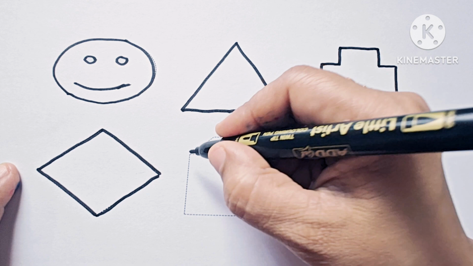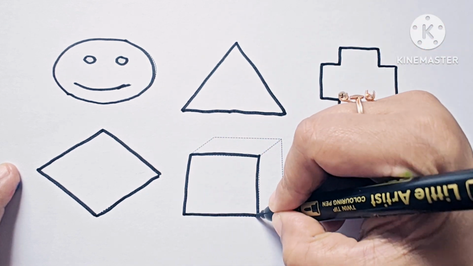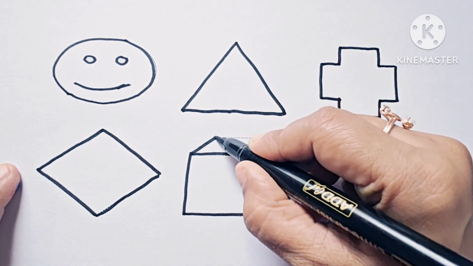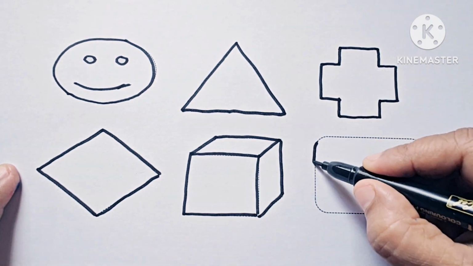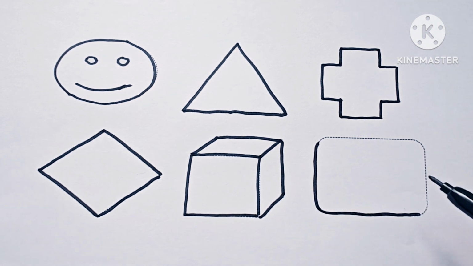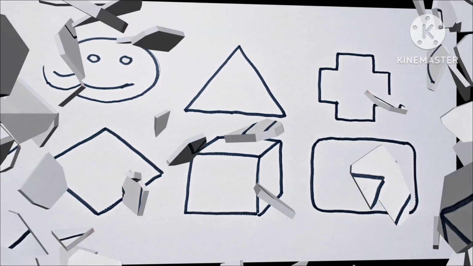This is cube. Cube is a 3-dimensional shape. It has 3 dimensions: length, breadth and height. Cube has 6 faces. This is rounded corner rectangle. This shape is a 2D shape and it is a rounded corner rectangle.